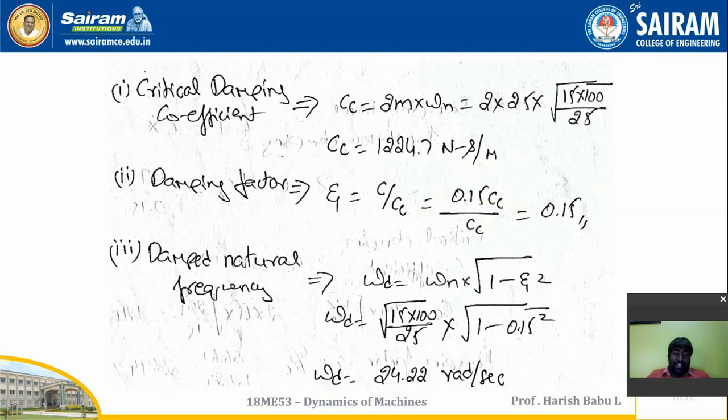Coming on to damped natural frequency, that is omega d, given by omega n into root of 1 minus zeta square. So omega d I am going to substitute. So omega n is nothing but root of k by m, multiplied by root of 1 minus 0.15 square. I am going to get damped natural frequency as 24.22 radians per second.